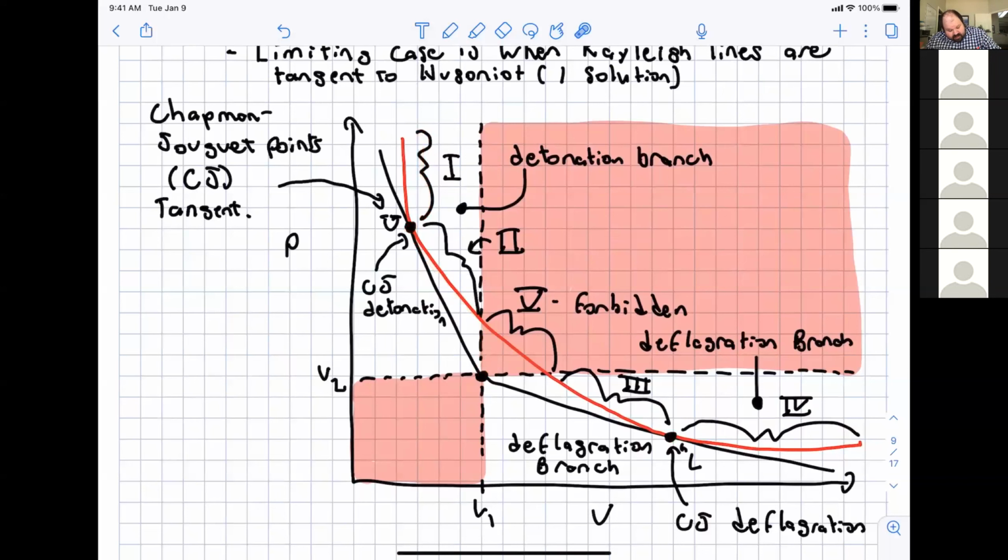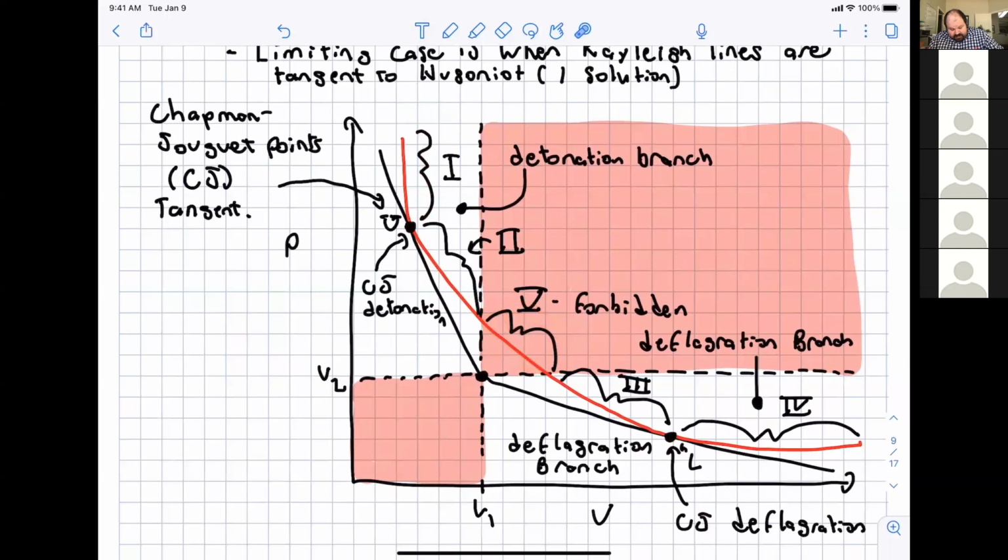We have region 5 here, which, as was noted on Wednesday, even though the Hugoniot curve mathematically can basically cross into this region, it is forbidden. And so basically region 5 here is a forbidden portion of the Hugoniot.